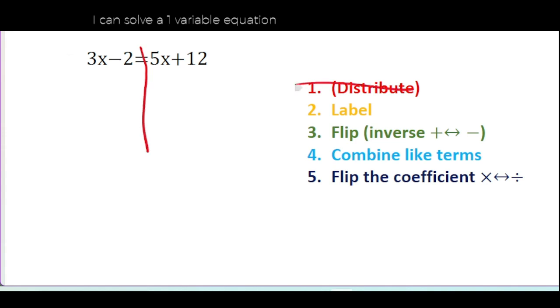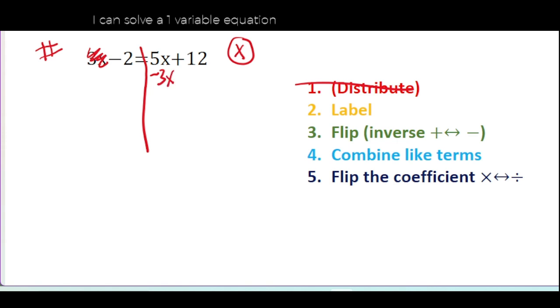Okay, so label my sides. Since there are more x's on the right, I'm going to make this my x side now, and this my number side. But it really doesn't matter, just as long as you stay consistent. So now this 3x, since I'm putting letters on the right, this positive 3x, this plus 3x will become minus 3x.